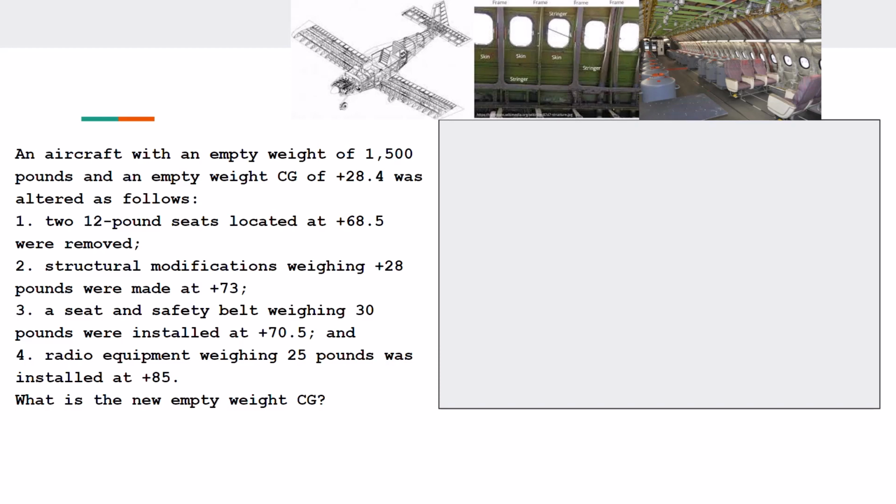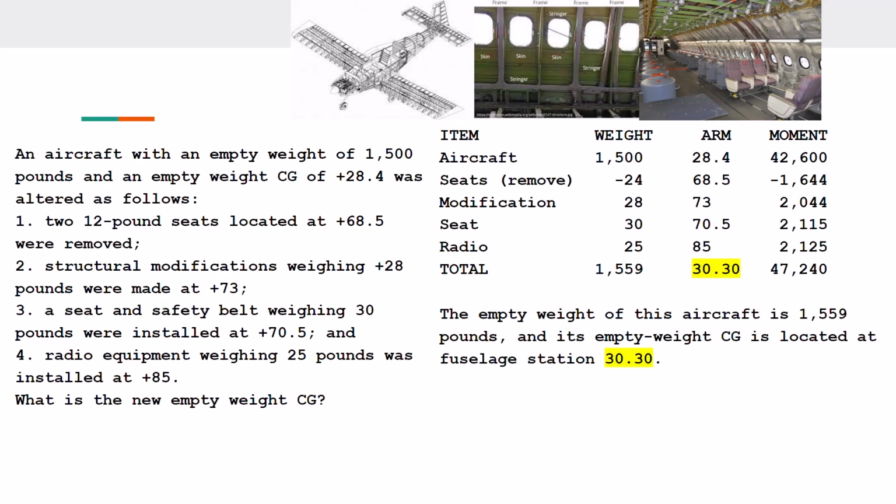Like any other weight and balance calculation, we first have our original aircraft weight, arm, and moment. It's already given to us in the question. Our weight is 1,500. Our empty weight CG is 28.4, which gives us a moment. We removed two 12-pound seats, giving us 24. 12 plus 12 equals 24. And that is negative because we are removing them. Remember, if we're removing weight, our moment will be negative, and the rest are modifications where we have added weight.